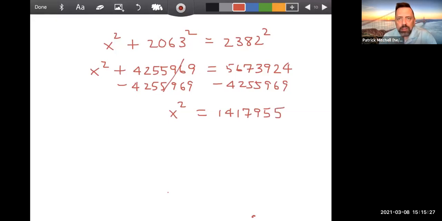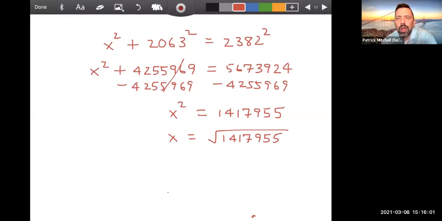Okay. So what I'm about to use is maybe technically an example of what's called the square root property. We're going to learn about the square root property in chapter 11. So that's actually coming up pretty soon. For now, all you need to understand is that if x squared is 1,417,955, then that means x must be the square root of 1,417,955.